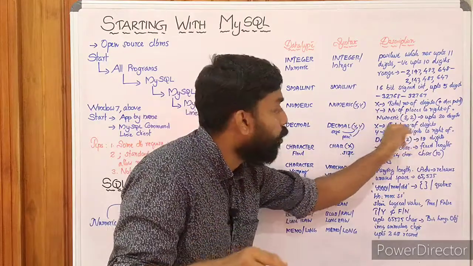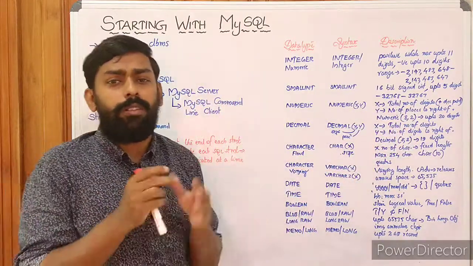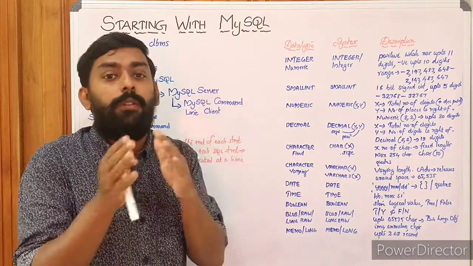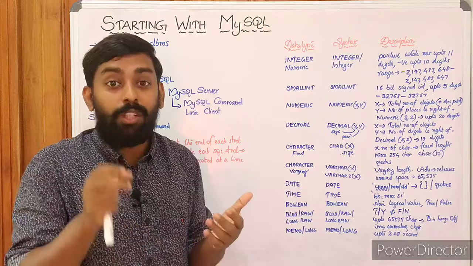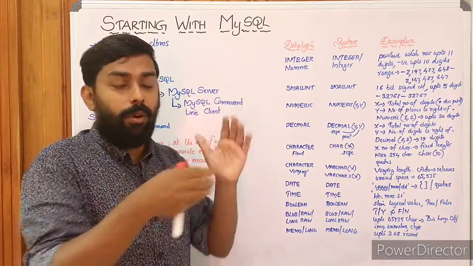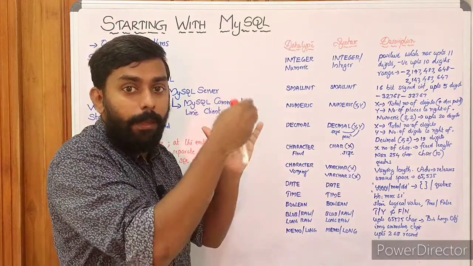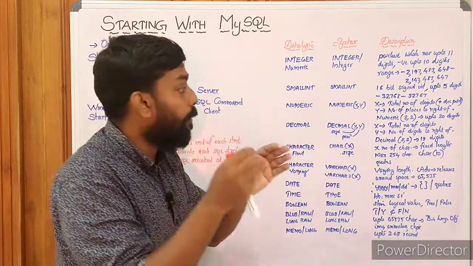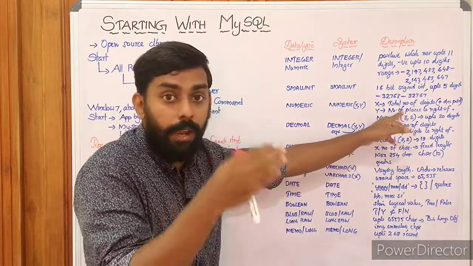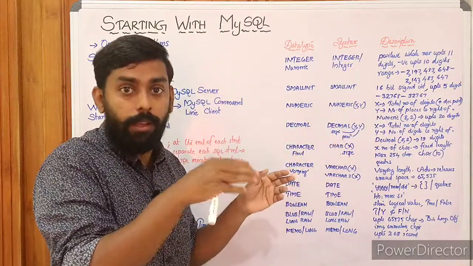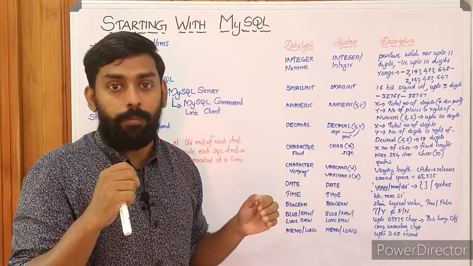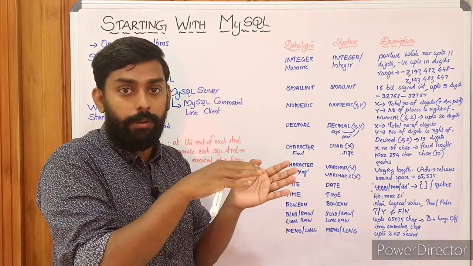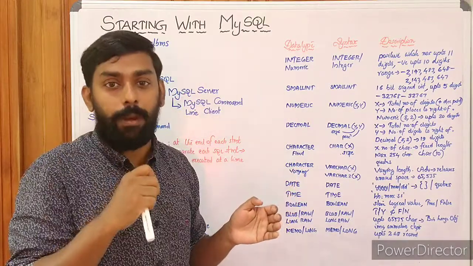So let's look at numeric 8 comma 2. What is that 8? 8 is the value of x and 2 is the value of y. What is x? The total number of digits, right? So in our number, how many digits? 8 digits. There will be 5 digits before the decimal point and 2 digits after the decimal point. Hope you get it.